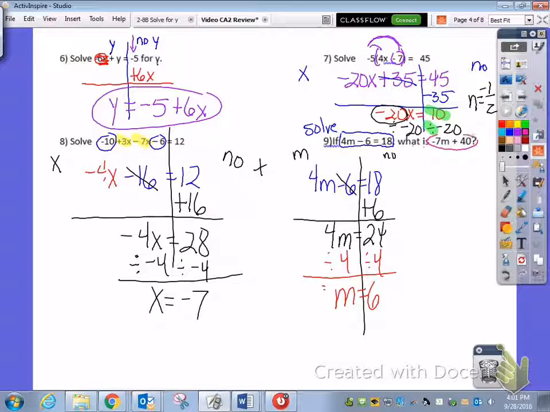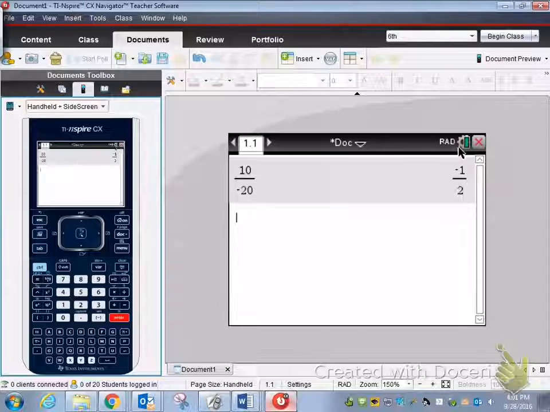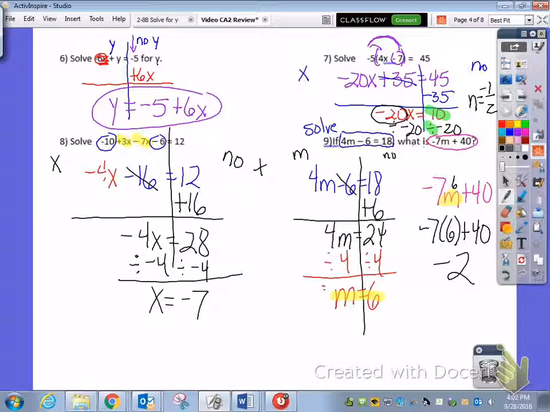Now, there's a second part to it. What is -7m plus 40? So -7m plus 40. Well, what did I just figure out? I said m is 6. So what am I going to place in for m? I'm going to put 6 there. That's going to now become 6. So -7 times 6 plus 40. And then I just put that whole thing in the calculator. So you have -7, parentheses 6, and then plus 40. And you get -2. So your answer is -2. So that is your final answer to that question.